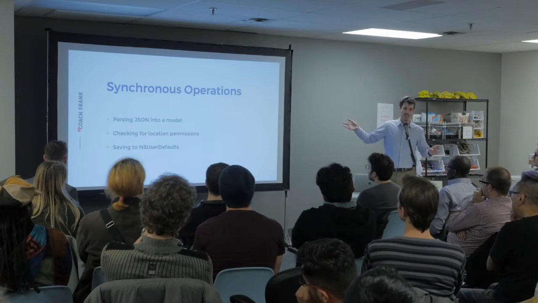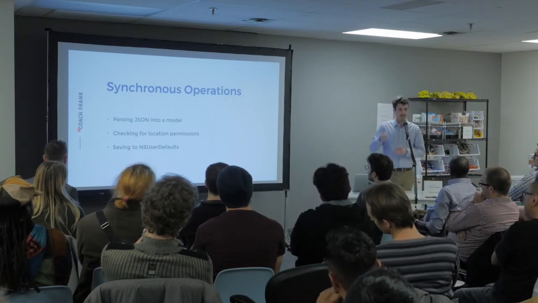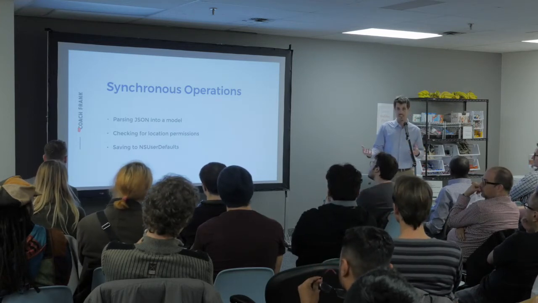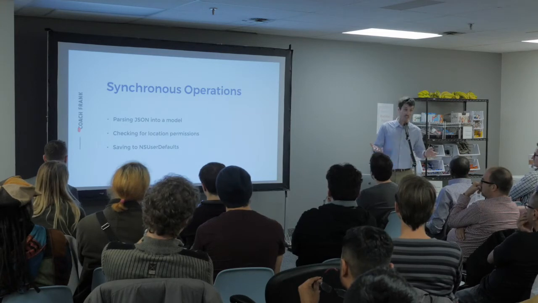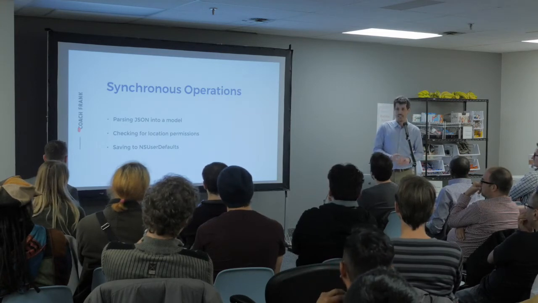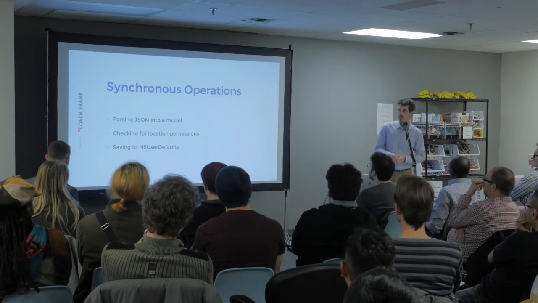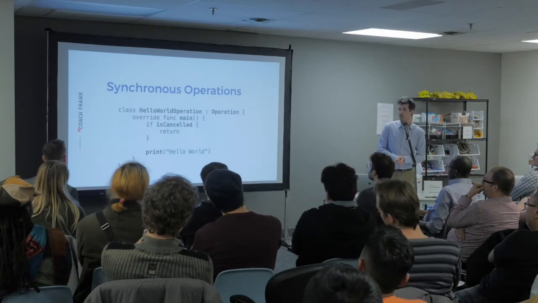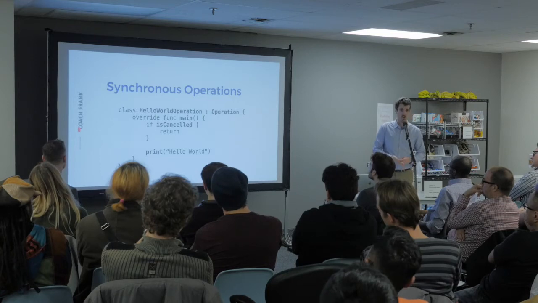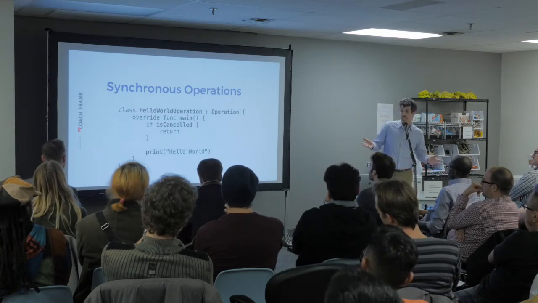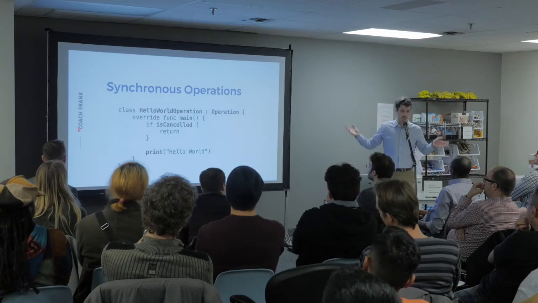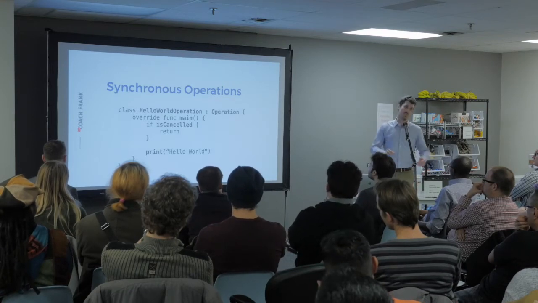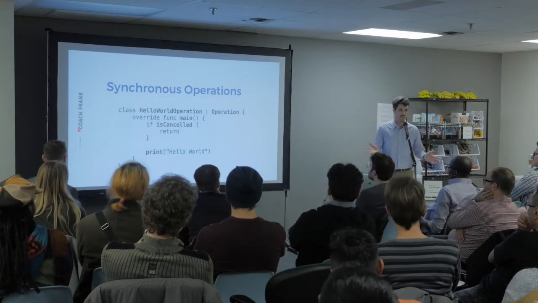You have synchronous operations. Operations that do synchronous work. You call start, they do their work, and then they're done. This can be something like parsing JSON into a model object, checking for location permissions, or saving to NSUserDefaults, if you wanted to put that in an operation. Essentially, it can be as simple as this, where you subclass the operation class, and then you override its main method. If you're a good citizen, you check to see if it's canceled, because there can be some race condition stuff that happens. But aside from that, you just run whatever code you want to run right inside that main method, and there you go.